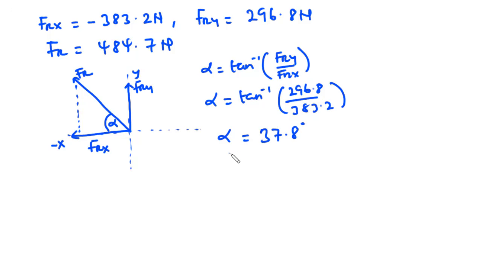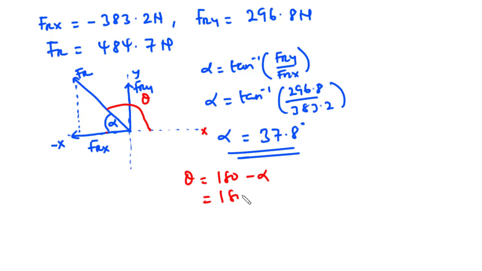So we have alpha to be equal to 37.8 degrees. Now our interest is to find the angle the resultant force makes with the positive x-axis. So if from this point to this point is 180 degrees, then theta is equal to 180 minus alpha. So we have 180 minus 37.8, and that is equal to 142.2 degrees. So this is the angle the resultant force makes with the positive x-axis.